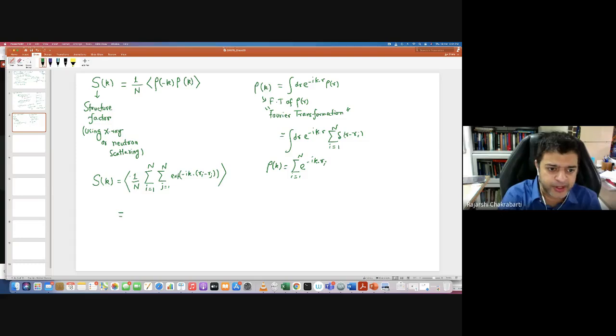So I can split this into two. The first thing is, I have 1 over N, and when ri equals rj, what is the value of this quantity? This quantity is 0. Exponential of 0 is 1. And how many such terms will I have? N terms, isn't it? So I'll have N, plus I will have the sum over i from 1 to N and j from 1 to N, with j not equal to i.